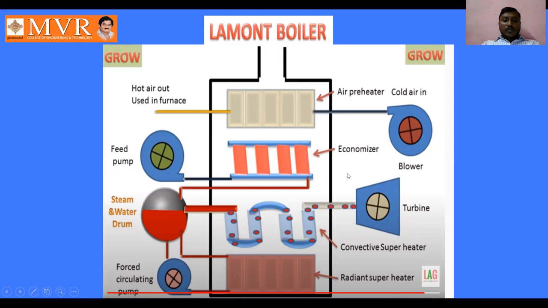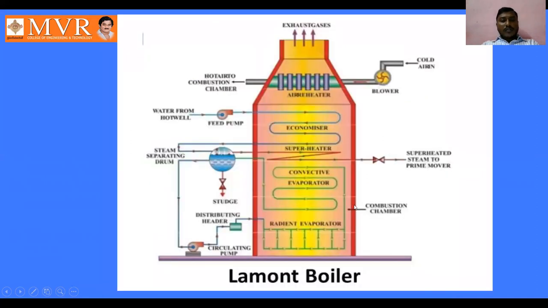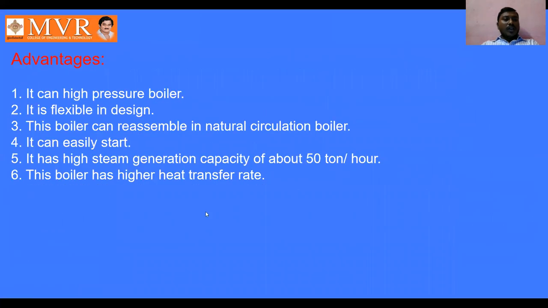This is the Lamont boiler working principle, which we have studied one by one, stepwise. And coming to here, we have some advantages: it is a high pressure boiler. It is flexible in design. For designing this Lamont boiler, it is very flexible. This boiler can be designed like a natural circulation boiler. It can easily start. It has a high steam generation capacity of about 50 tons per hour. This boiler has a higher heat transfer rate. This is what we have studied about the Lamont boiler.